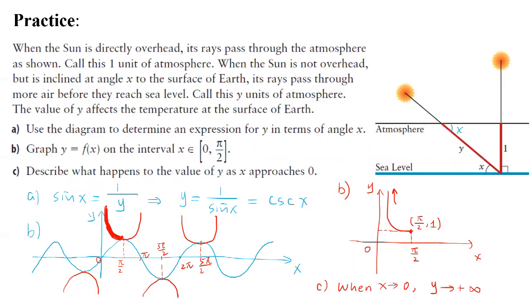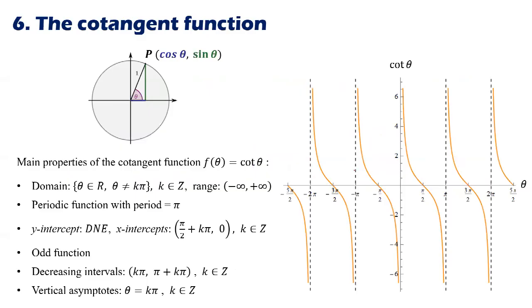But this time, we know that when x is 0, the function is not defined, right? Whereas in tangent theta, when x is 0, y is also 0. So pay attention to the difference. So again, let's make a summary about the main properties of the cotangent function, f theta equals cotangent theta.